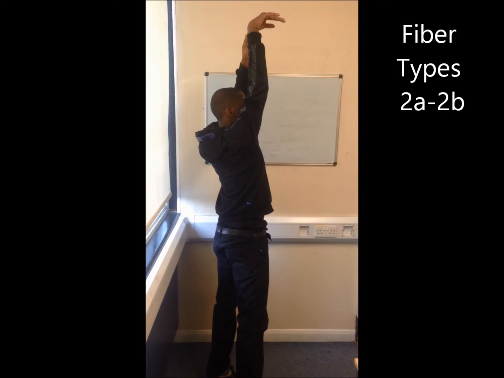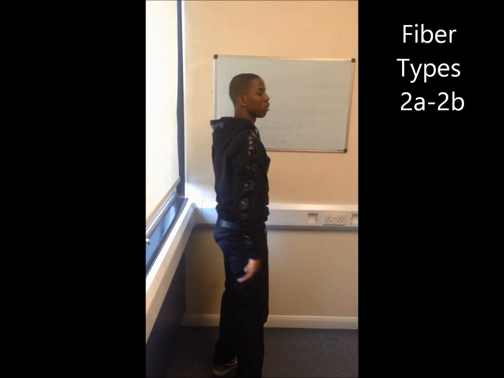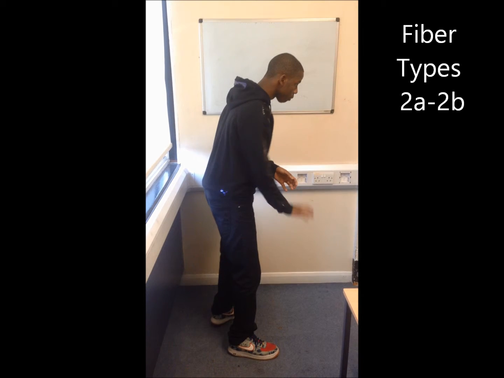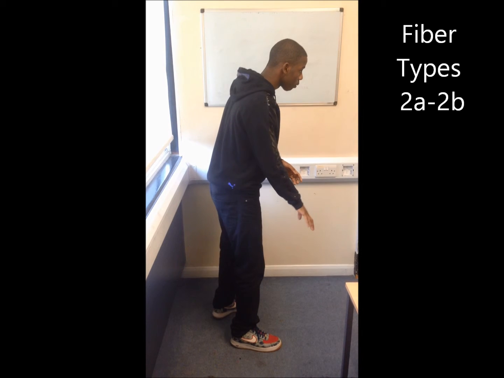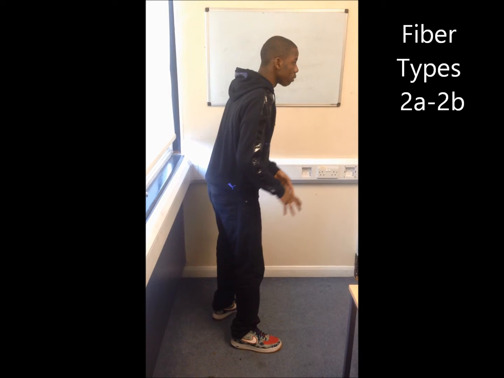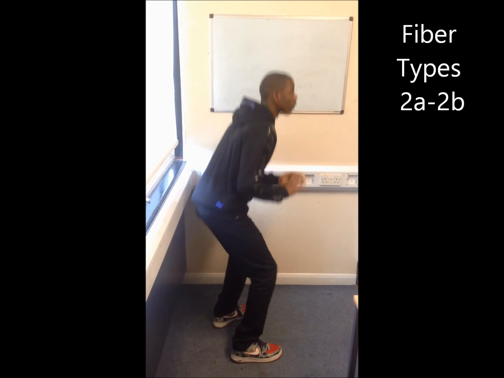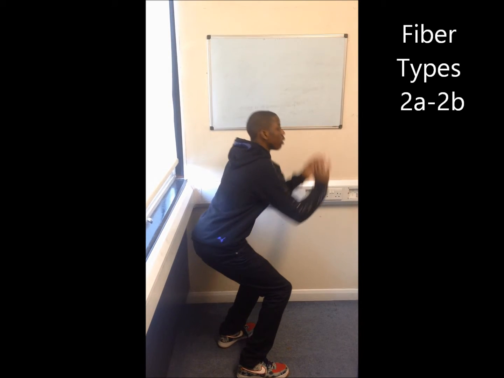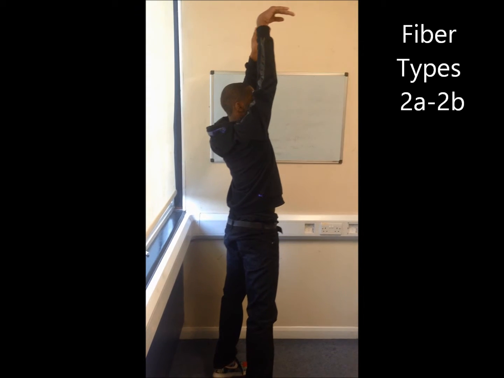Now, fast twitch fibers are split into two different types, 2A and 2B. Both are designed for anaerobic capacity, producing high contractions in a short period of time. This, however, means that they are also prone to fatigue, as they have low resistance. Type 2A has fibers that are more resistant to fatigue than type 2B. However, the fibers themselves cannot produce as much force as type 2B.